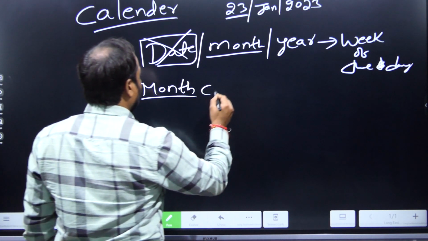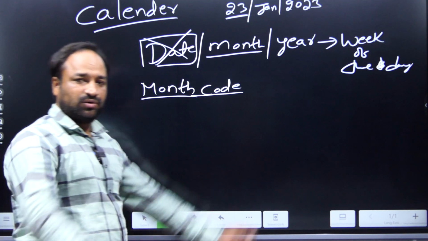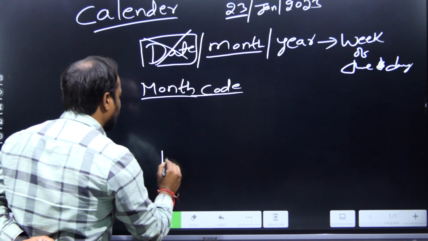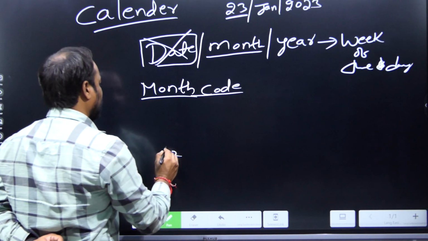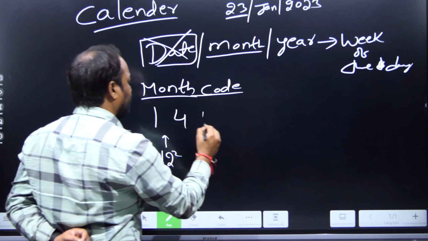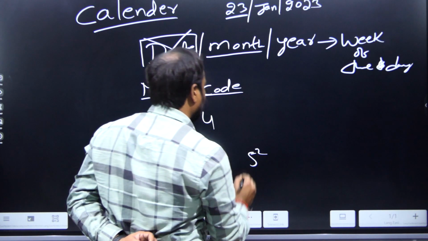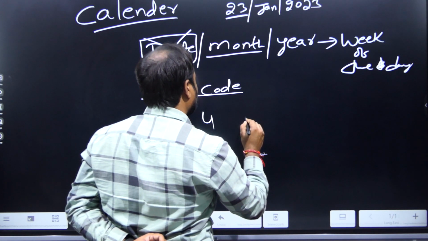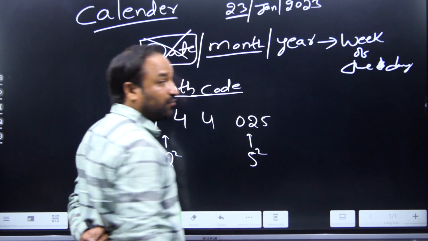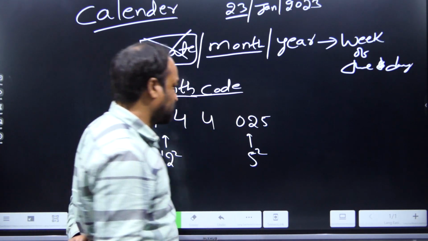For the 12 months, we are taking a month code. What is the value of 12 square? 144. What is the value of 5 square? 25. So we will take it as 025, because each set should contain 3 digits.